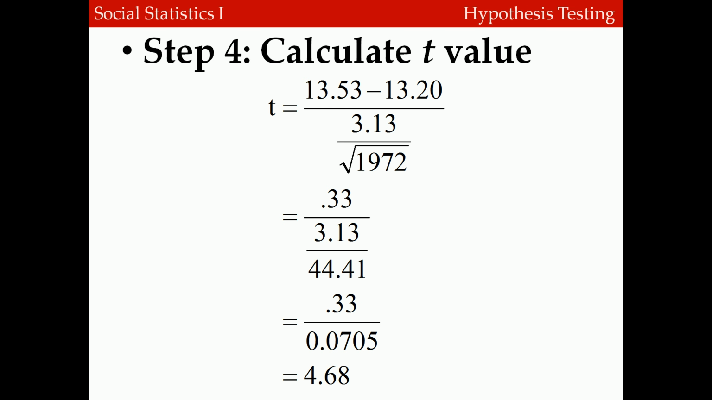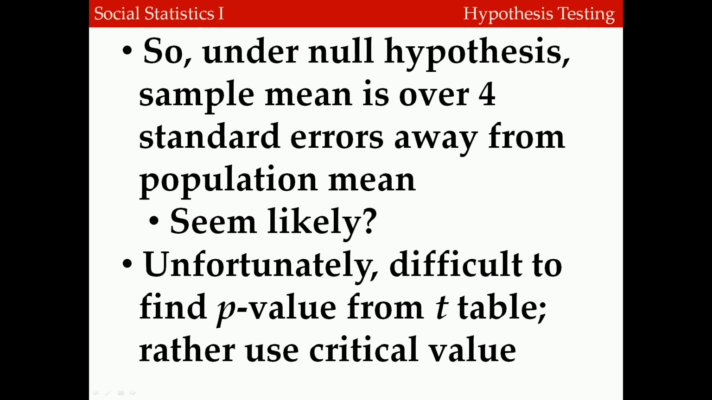So this time, when we do the arithmetic, we get a test statistic, or t-value, of 4.68. That tells us that this sample mean is over 4 standard deviations above the mean, a pretty far distance. So under the null hypothesis, we have a sample mean that's over 4 standard deviations from the assumed value of the population mean. Does that seem likely? Unfortunately, it's hard to tell what the p-value is, because the t-table isn't as detailed as the standard normal table. So rather than using the p-value, we'll compare our test statistic directly to the critical value that we'll get from the t-table. Let's see how we do that.